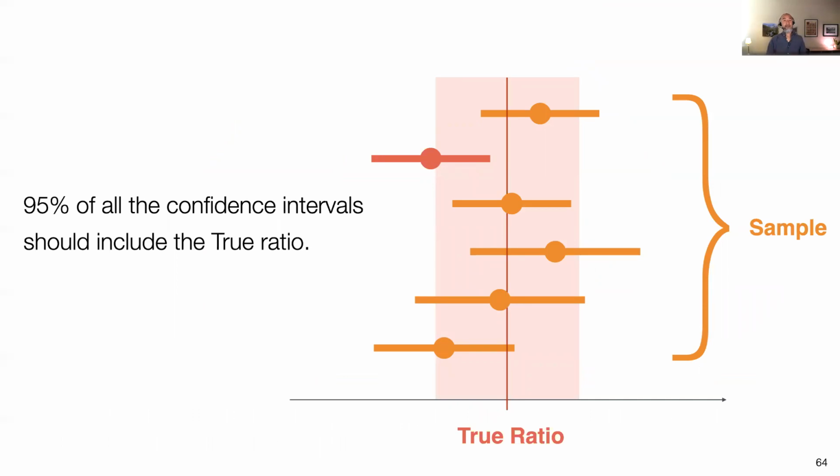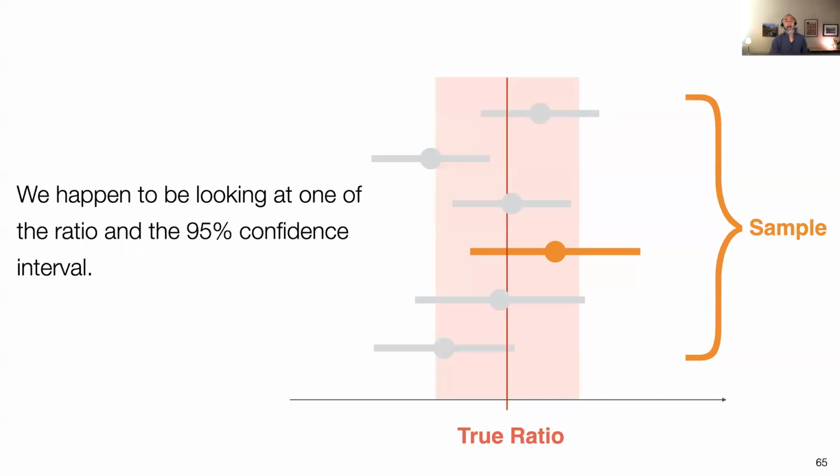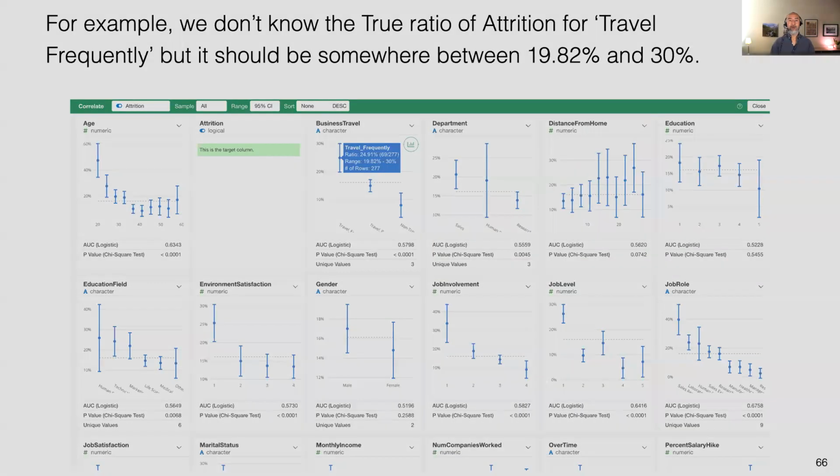But the confidence interval range means that if you sample, let's say, 100 times, 95 of those confidence intervals should include the true ratio. That's really what the 95% in a 95% confidence interval means. It can be 90%, it can be 99%, but typically we use 95% often. In this particular case, we happen to be seeing one of them, like 1 of 100. So that's really the confidence interval concept.